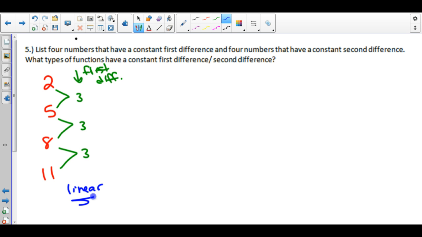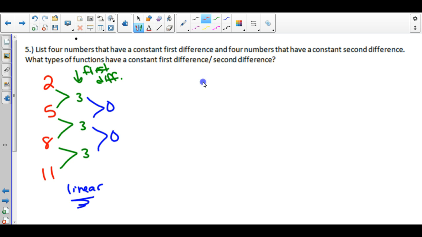Linear functions have a constant first difference, and they have 0 for a second difference. So if you go one step further, 3 minus 3 is 0, and then this 3 minus this 3 is also 0. Again, just to recap, linear functions have a constant first difference and 0 for a second difference. Quadratic functions, on the other hand, are going to have a constant second difference, which means the first difference is not going to be constant.